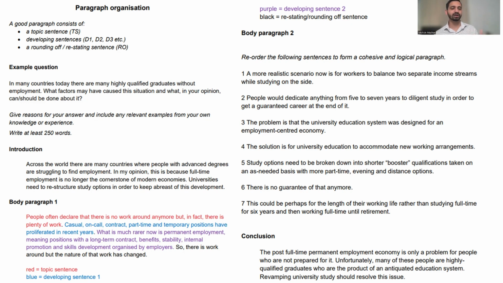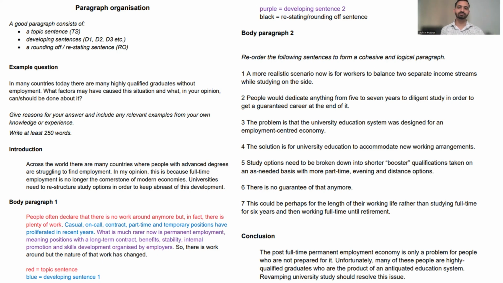So there is work around, but the nature of the work has changed, right? Whatever I've said in the middle, I'm rounding it off as well. So that's how neatly you have to write things, and that's logical, it's coherent, it's cohesive, and that's how you write a very beautiful paragraph.